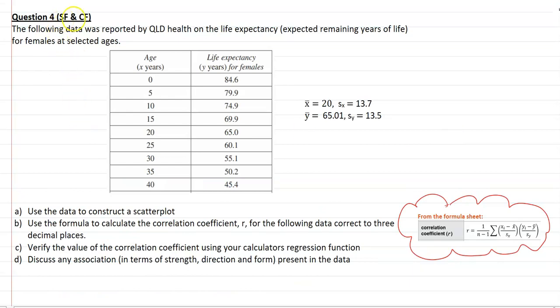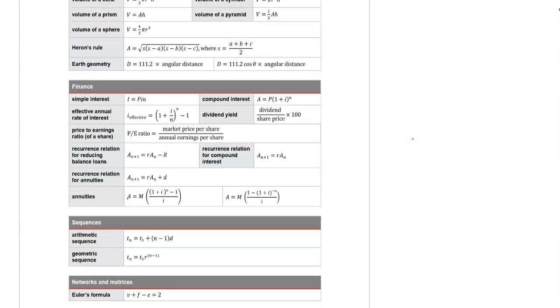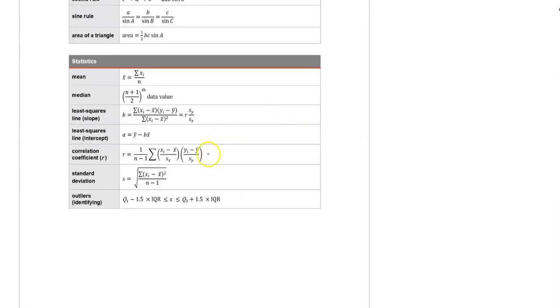For question 4, I made it contain both simple familiar and complex familiar parts. Parts A, C, and D are aimed to be simple familiar, and part B is complex familiar. Part B is quite a complicated process because we're using this correlation coefficient formula from your formula sheet, which, if we pop over to the formula sheet and go down, is on the second page.